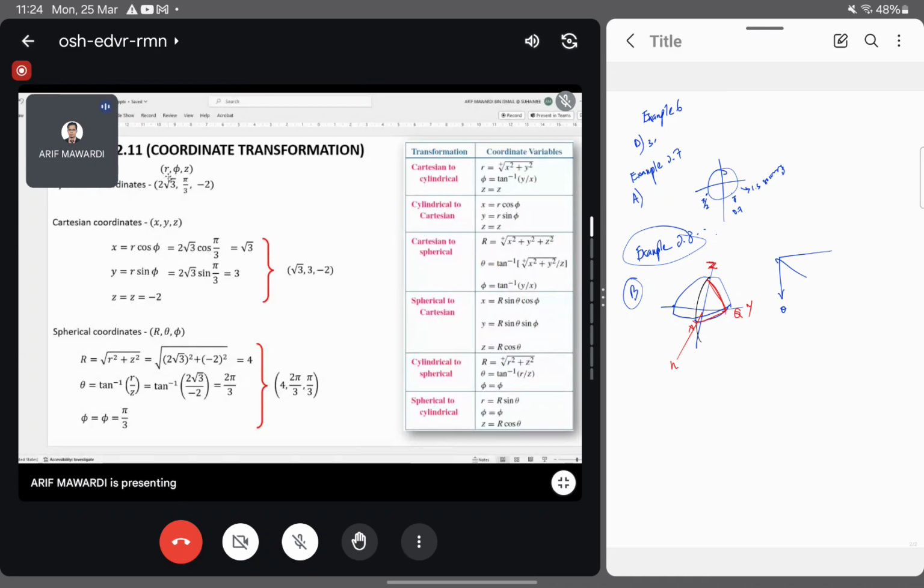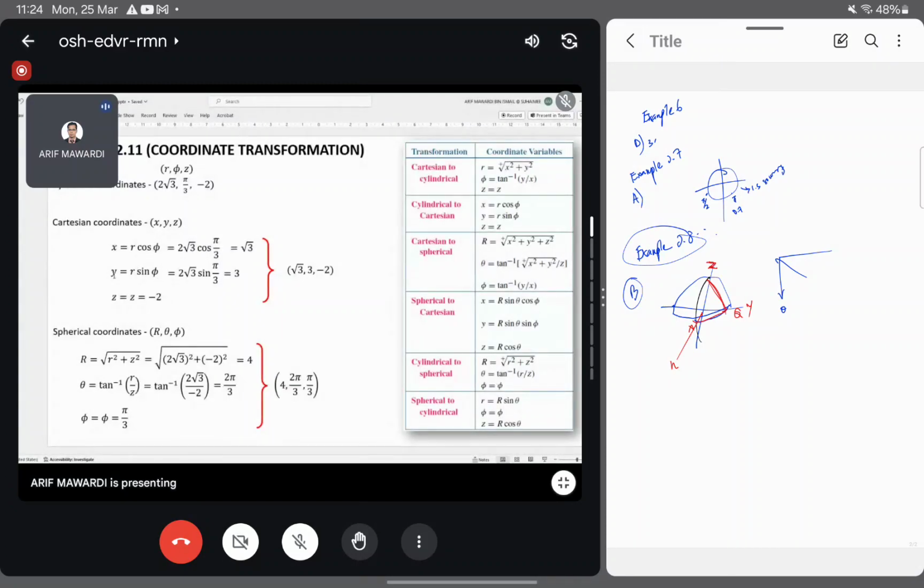So r is given here. r is the first coordinate variable in the cylindrical coordinate system, which is given here. And then phi is the value for the second coordinate variable. If you substitute this value, you get the square root of 3.